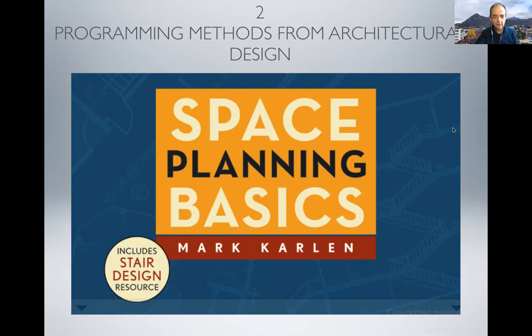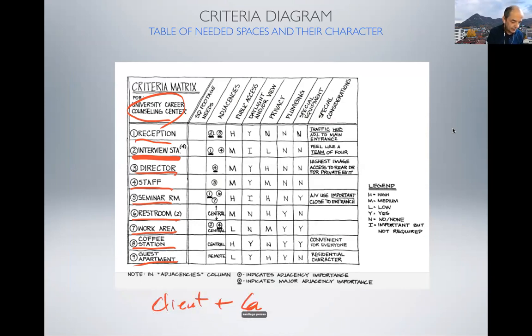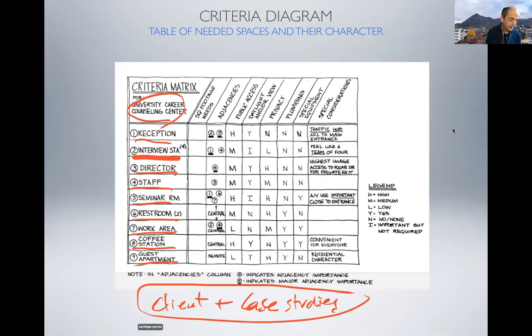Well, this is one example. You have more. In this case, for example, an example of a university career counseling center. And these are the spaces. Usually you interview the university people, you see other examples. So this is like a client plus case studies. So you will see other universities and see how they work, but that specific university may have a specific number of employees working there. So you try to apply those too.